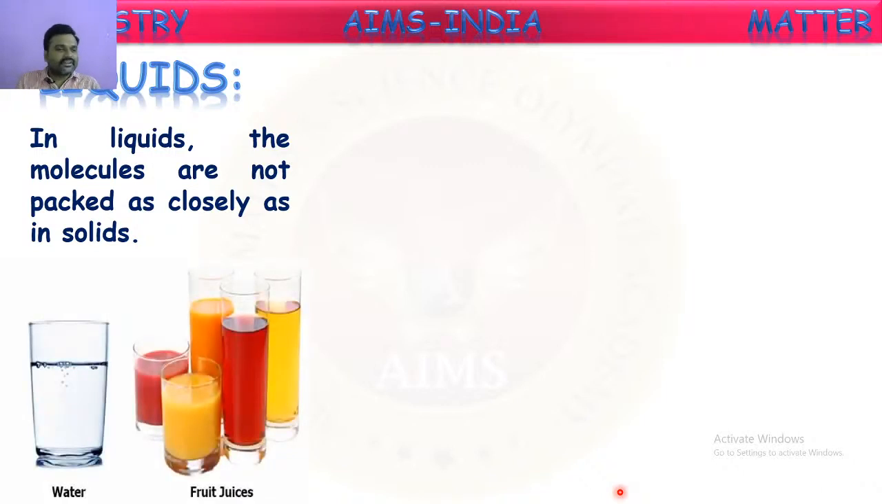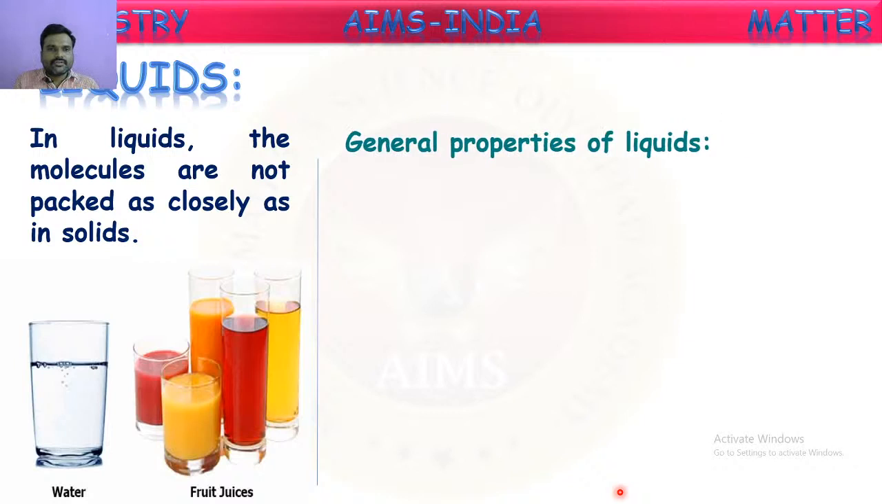Here we can see some examples they have given. The water we drink is a liquid, and so are some fruit juices, oils, soft drinks, blood, and milk. These all come under different forms of liquids. In all of these, molecules are not as tightly packed as in solids. The attractions are somewhat less in liquids. Now let us see the general properties of liquids. What are the properties of matter to be categorized as liquids? Let us see them one by one.